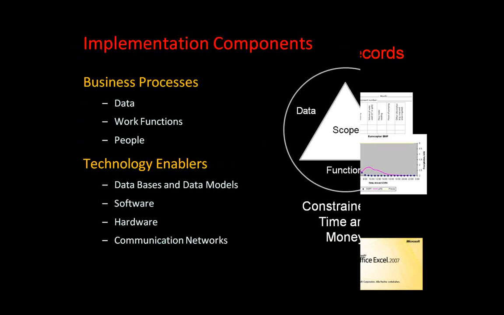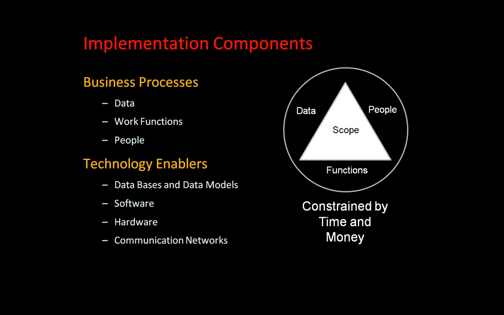So what are the implementation components? When we look at it, we have two different pieces that we have to put together in the puzzle here. We have a business process, we have existing business processes of data, work functions, and people. And then we have technology enablers. Those are the tools, these databases, data models, software, hardware, communication networks. And whenever we go to implement new tools, we always are constrained by time and money. That never disappears on us. And so we look at the scope of the project. What is the scope? It's what data are we going to impact, what people, and what job functions are we going to impact. So we look at it from that perspective.